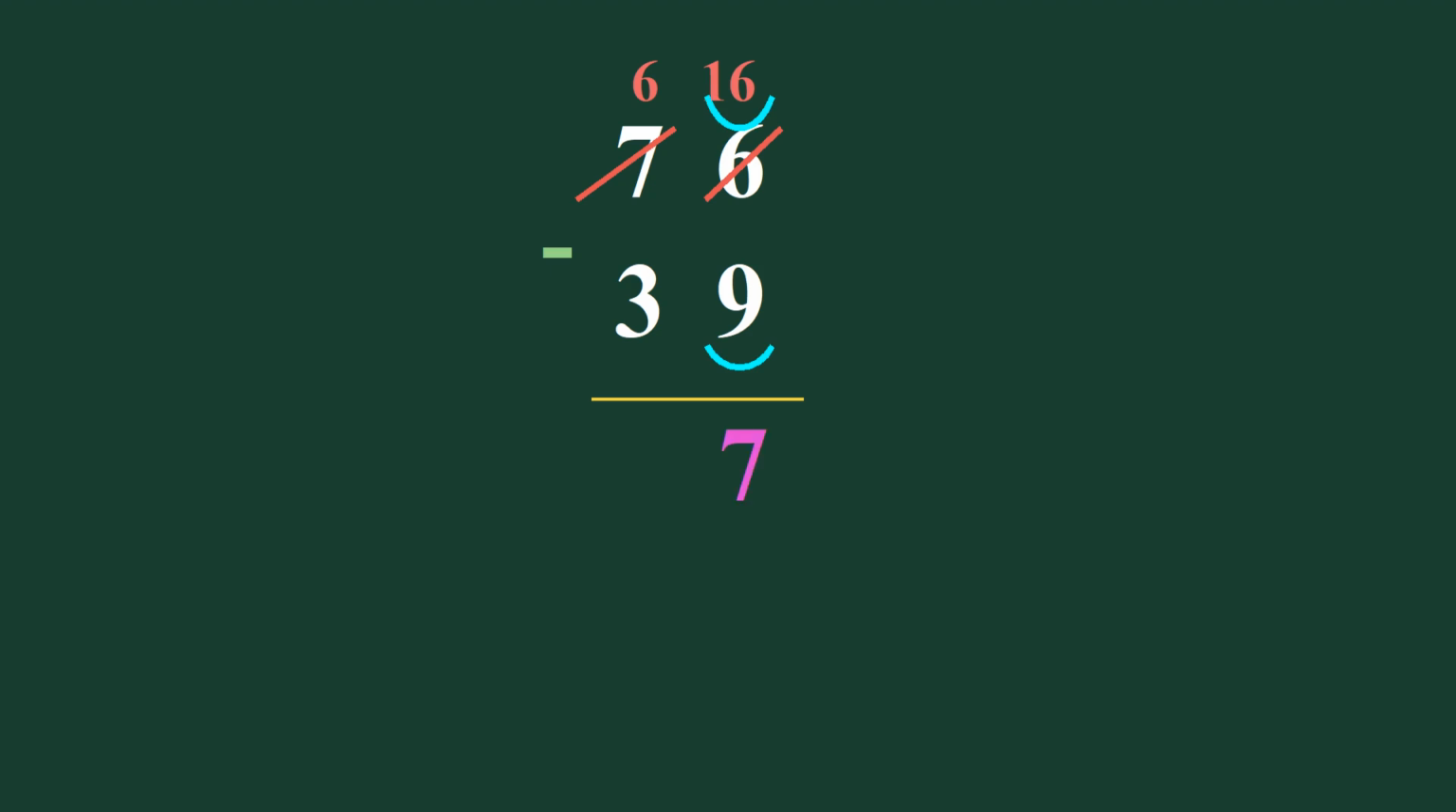Write 7 in the ones place. Then go to the tens column. 6 minus 3 equals 3. Write 3 in the tens place. So 76 minus 39 equals 37. And this is our final answer to this problem.